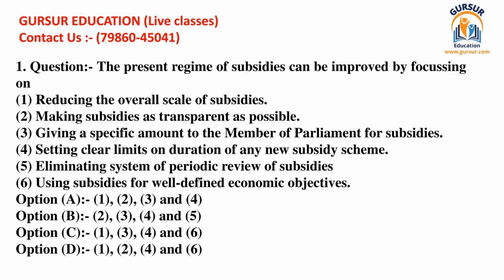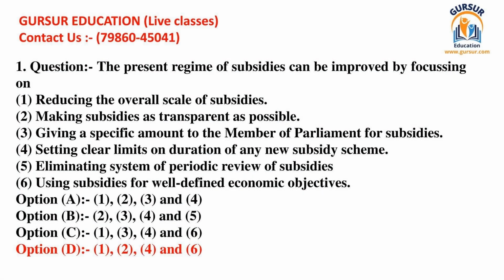The option A is 1, 2, 3, and 4. The option B is 2, 3, 4, and 5. The option C is 1, 3, 4, and 6. The option D is 1, 2, 4, and 6. The right answer of the question is option D, and that is 1, 2, 4, and 6.